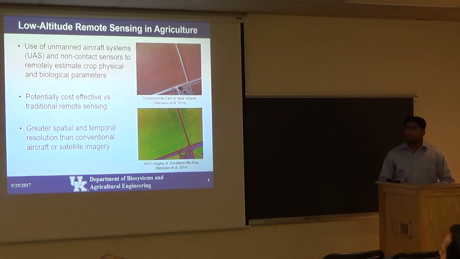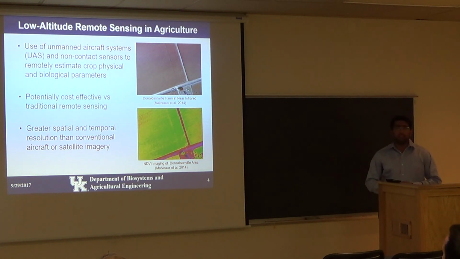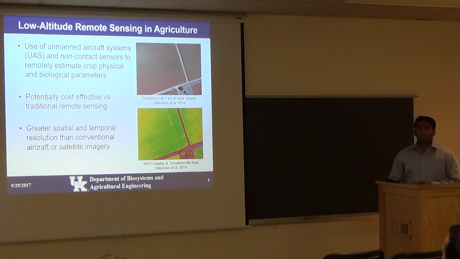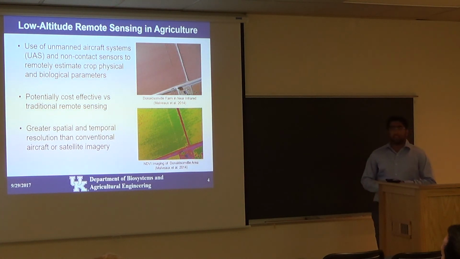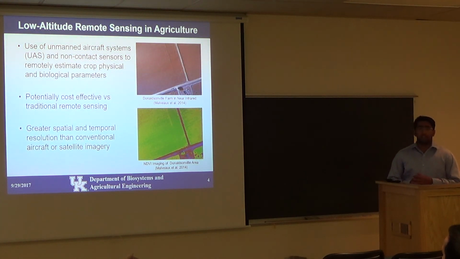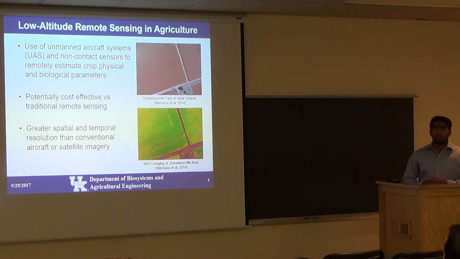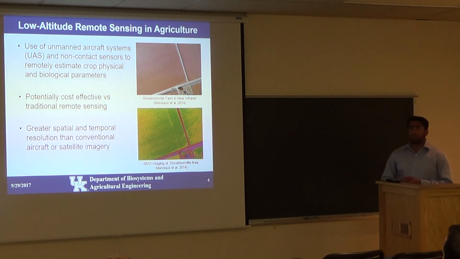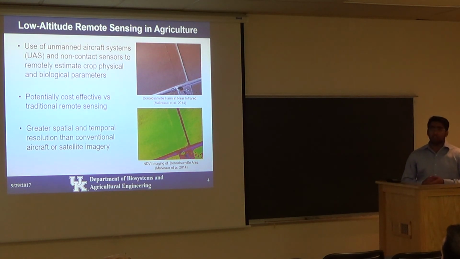Low altitude remote sensing in agriculture is commonly done with unmanned aerial systems (UAS). It's basically integrating different sensors into unmanned aerial systems to remotely estimate plant and soil physical and biological parameters. For my project, it's plant physical parameters like leaf area index, plant height, and plant biomass. They are really important because they are good indicators of health and yield potential in crops. You can compute fertilizer requirements. You can also model different processes like photosynthesis and evapotranspiration.